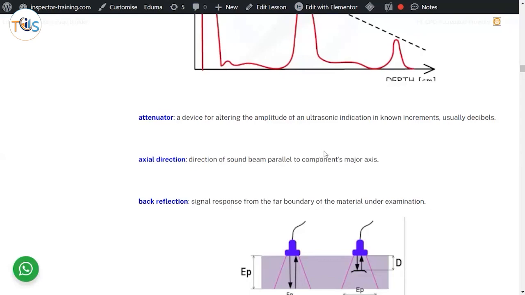Axial direction: the direction of the sound beam parallel to the component, to the major axis. So axial is always to the major axis, and perpendicular to that would be the transverse direction, obviously.